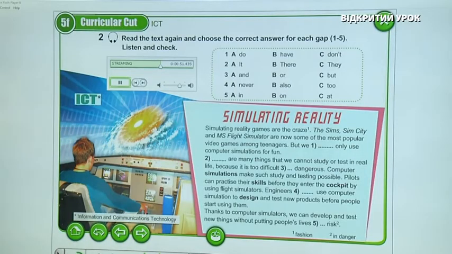Pilots can practice their skills before they enter the cockpit by using flight simulators. Engineers also use computer simulation to design and test new products before people start using them. Thanks to computer simulators, we can develop and test new things without putting people's lives at risk.